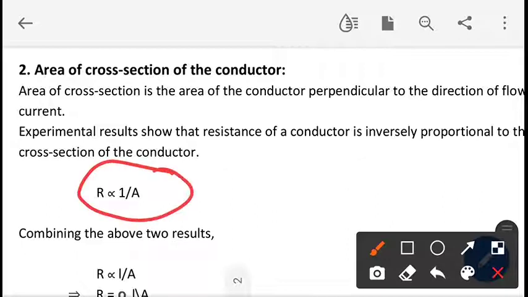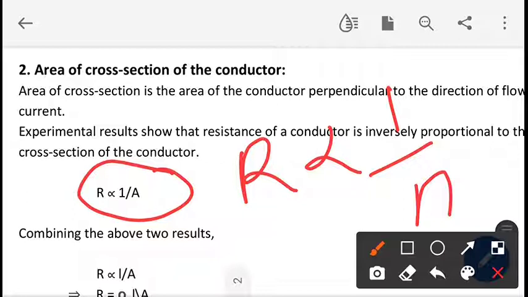Here it is inversely proportional, meaning resistance is inversely proportional to cross section area. The smaller the cross section area, meaning a thin wire, the higher the resistance, and a thick wire has lower resistance. Okay, this is also an experimental fact.